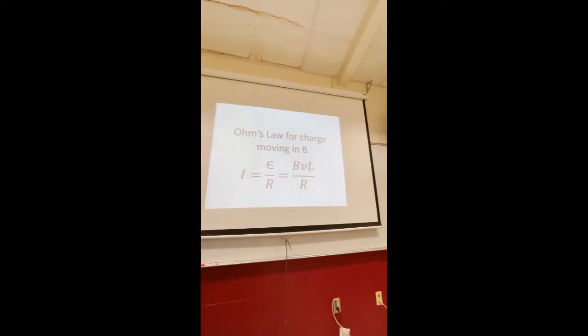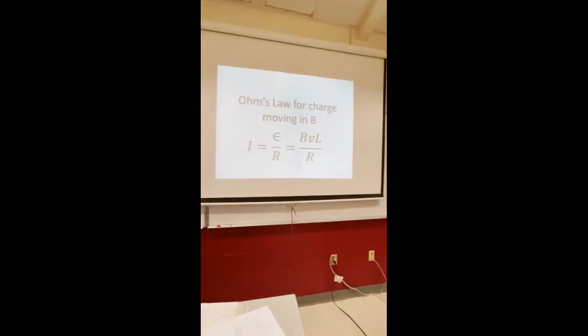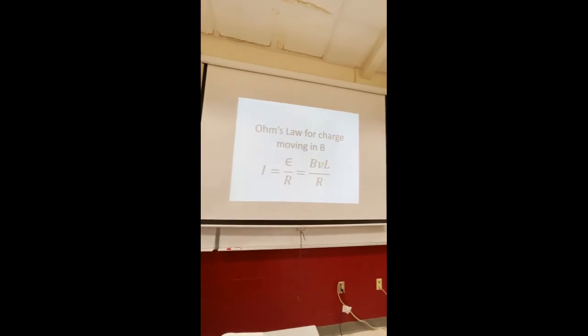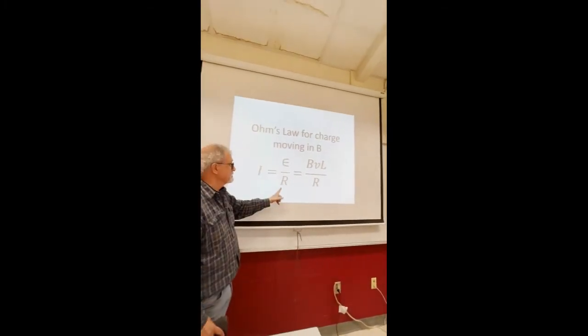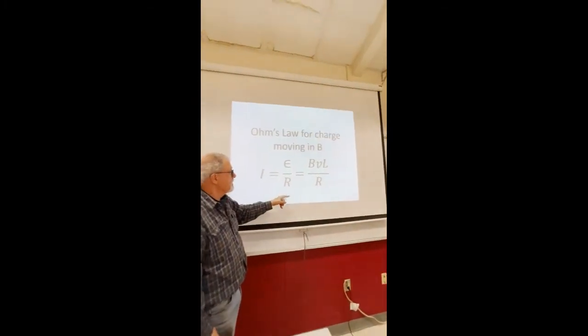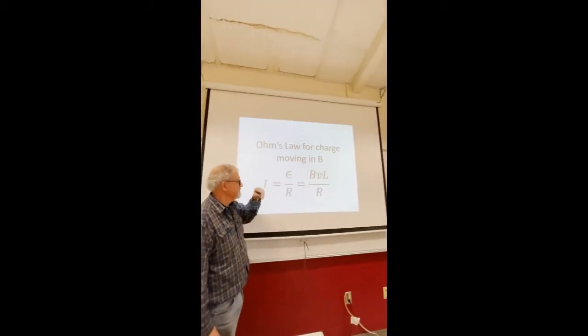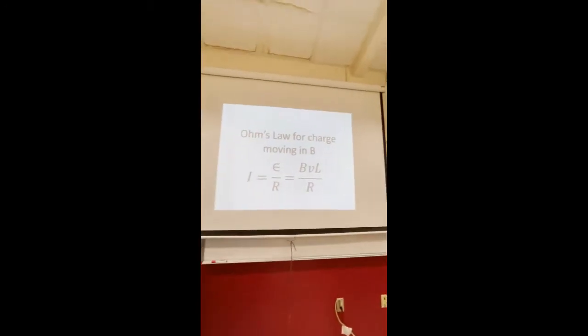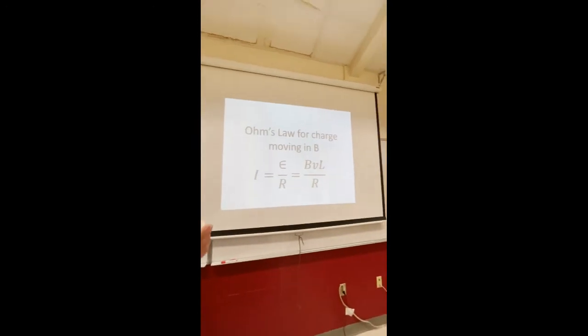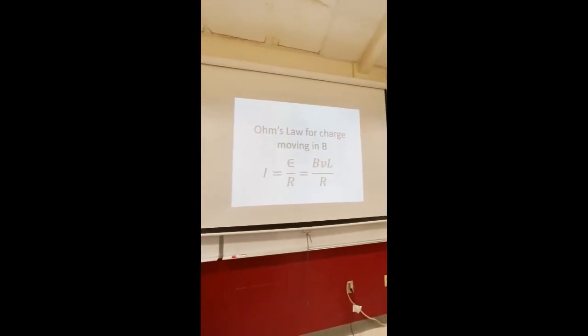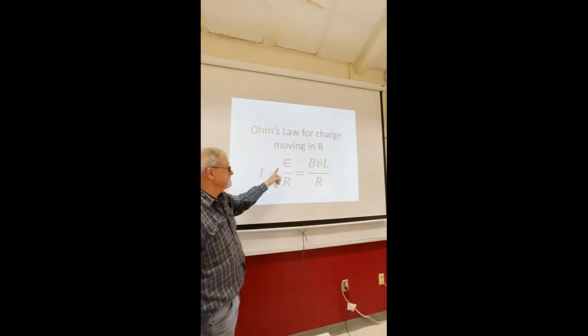Ohm's law for charge moving in B: voltage and resistance. This is just I is V over R. Interesting choice for E there. Well, that's the electromotive force. It doesn't look like how your other E's look, and it's different from this. But it's voltage divided by resistance.